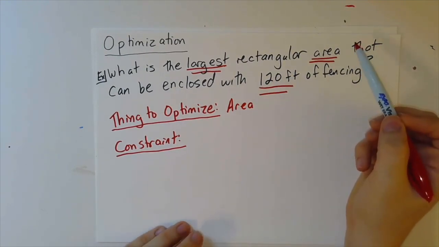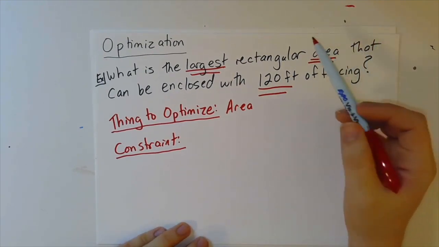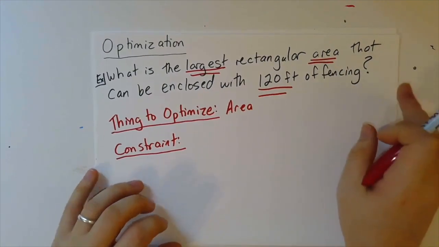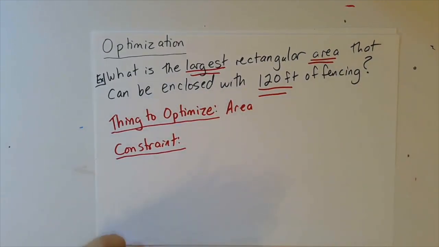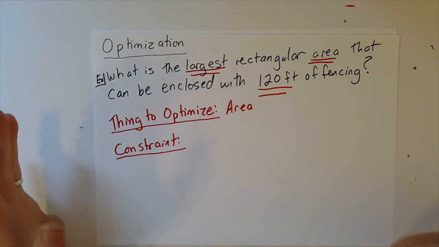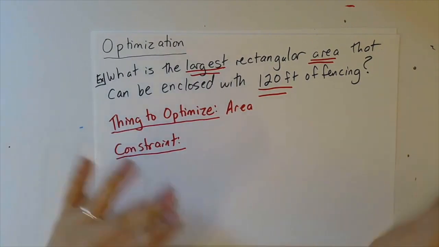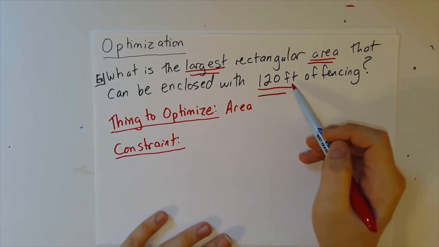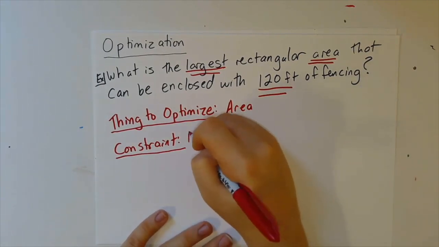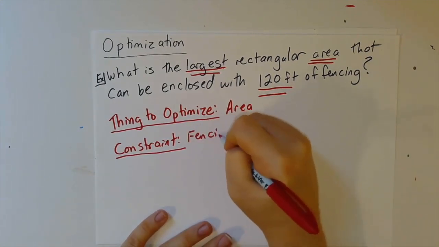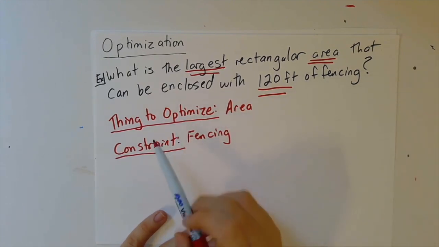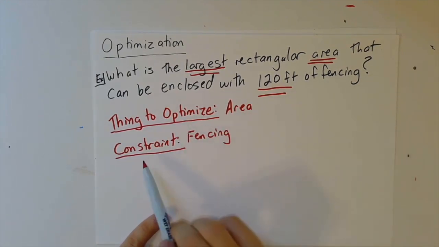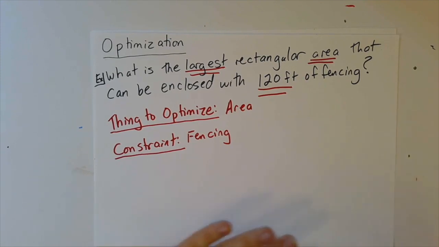But then I'm constrained by something because, of course, if I was just trying to build the largest rectangular area and I had no constraints, I could build a fence that was 1 billion miles by 1 billion miles, and it would have an enormous area, but I can't do that because I'm constrained that I'm only allowed to use 120 feet of fencing. So we have our thing to optimize, which is area, and we have our constraint, which is fencing.